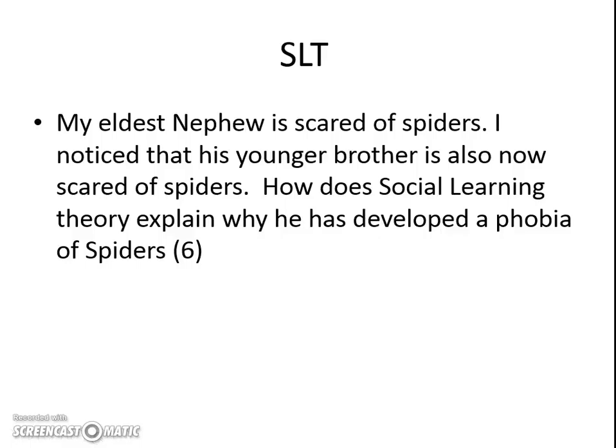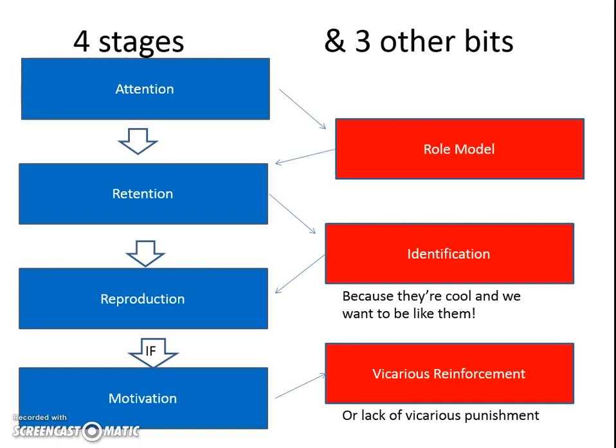Social learning theory is also about how we learn a phobia. But remember, social learning theory is learning through someone else. We go through the various stages: attention, retention, reproduction, and motivation. We learn from a role model, we identify, and we get reinforced and motivated through vicarious reinforcement.